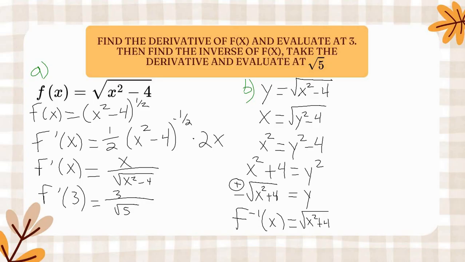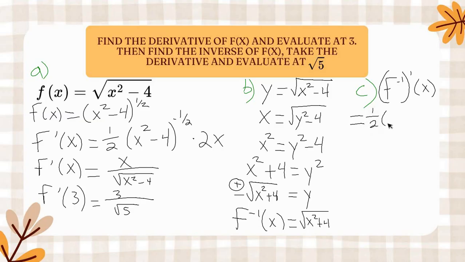Okay, then what's the last part ask us to do? Find the derivative of the inverse, evaluated at the square root of 5. Okay, so I have the derivative of the inverse of x. So again, what are we going to have to use for this? Chain rule. Again, x squared plus 4 can be rewritten to the 1/2 power. So it's going to be a very similar derivative.